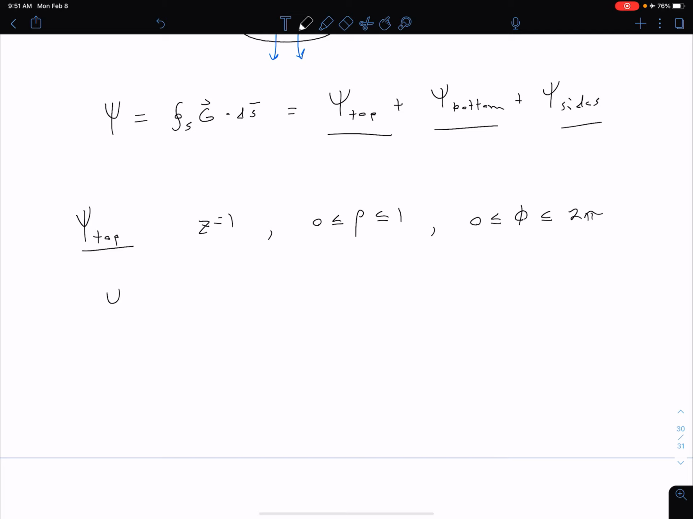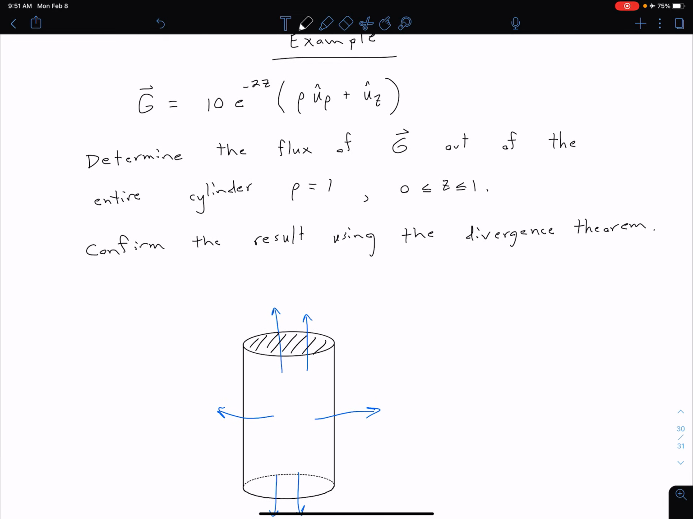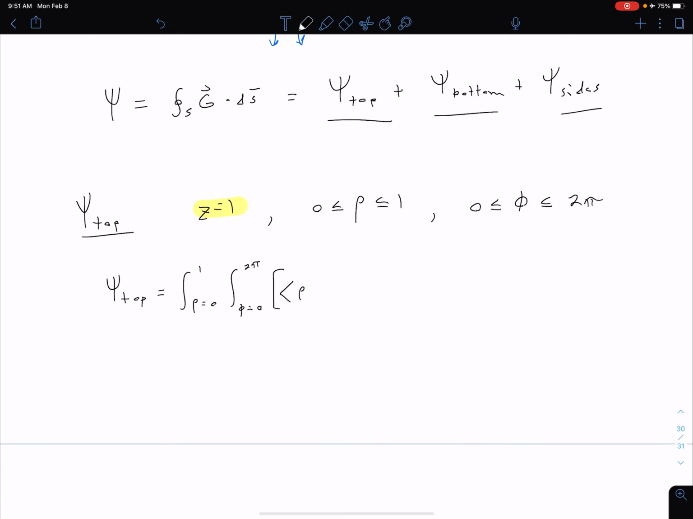Okay, so now we want to evaluate that surface integral. We can say our psi at the top is equal to the integral from rho equals 0 to 1, and the integral of phi equals 0 to 2 pi. Because we have a surface, we have this double integral, and this is the integral of G dot ds. I can evaluate G for a z value of 1, because we know that z is equal to 1 here, so I'm going to plug in a 1 right here. What that gives us is rho times 10 e to the minus 2 in our rho direction. We have 0 in our phi direction because we don't have a phi component to begin with. And then we have 10 e to the minus 2 in our z direction.